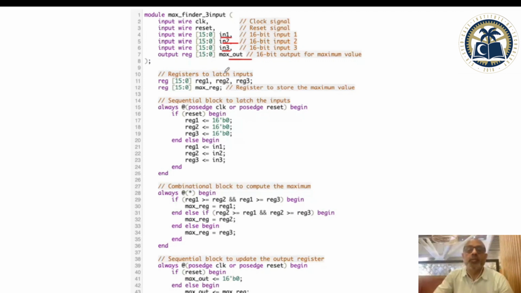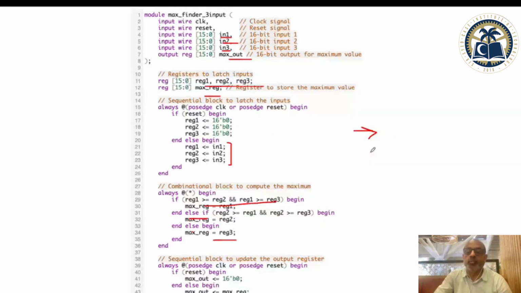So these are the three values. These are three registers. This is the maximum value. Same thing: at the posedge of a clock, you latch the input in 1, in 2, in 3, and now you are doing two comparisons. If register 1 is greater than or equal to register 2, and register 1 is greater than or equal to register 3, so still it is trying to do a lot of things in parallel, but it does this if first, and then it does else if, and then it does else if, and figures it out.